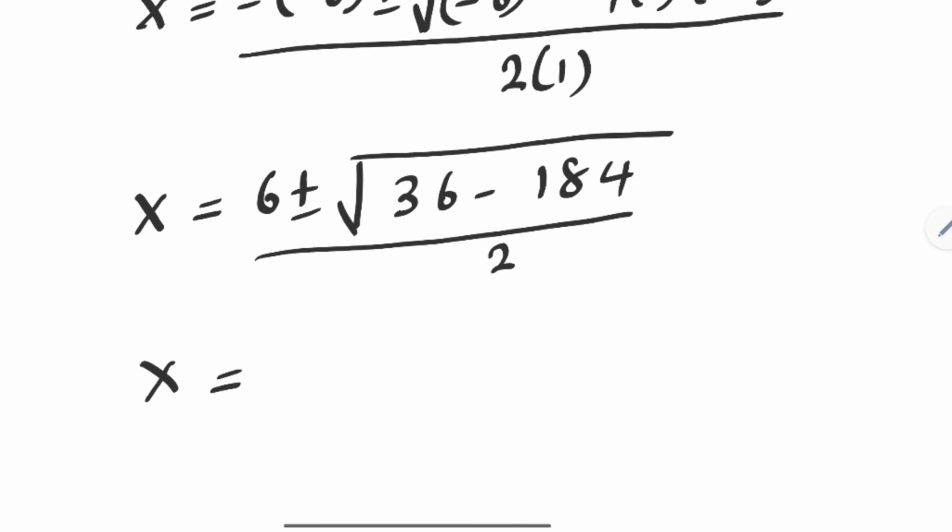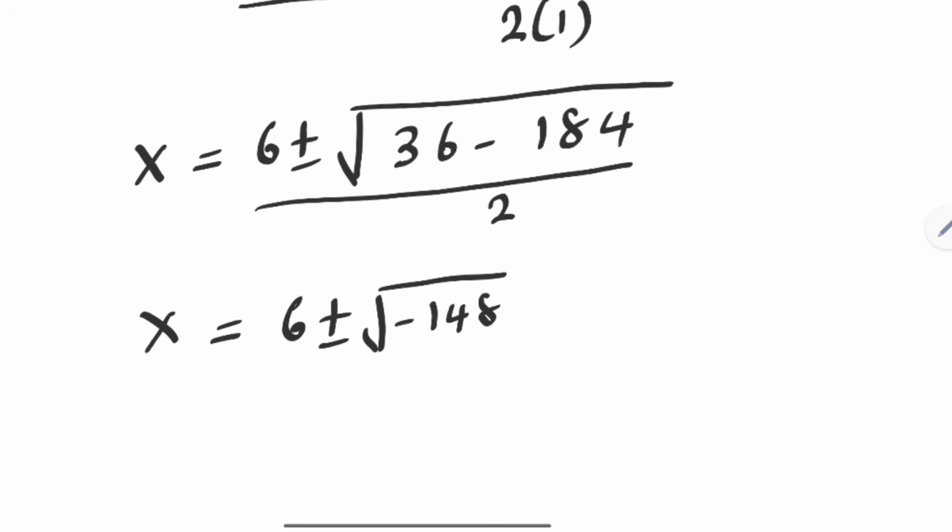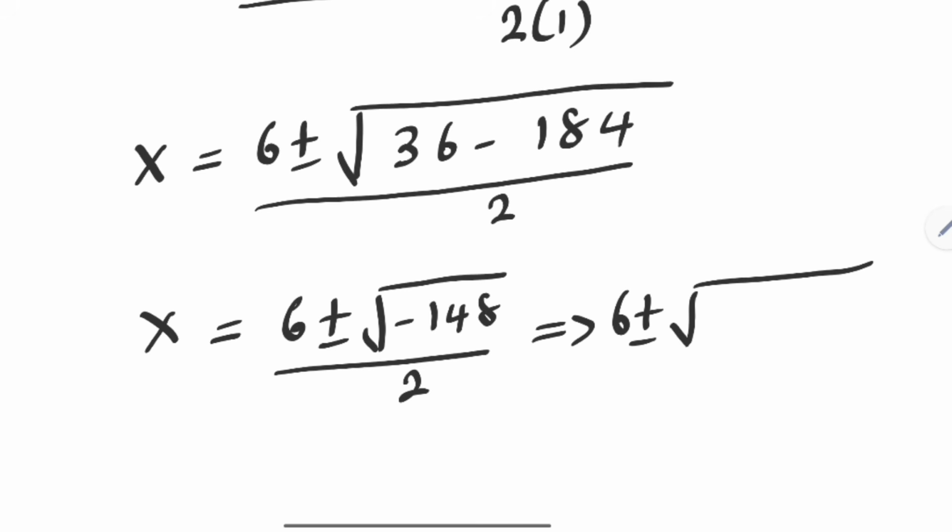x is equal to 6 plus or minus square root of 36 minus 184. That is minus 148, divided by 2. This can be written as 6 plus or minus square root of minus 148, which can be written as 4 multiplied by 37 multiplied by minus 1, divided by 2.